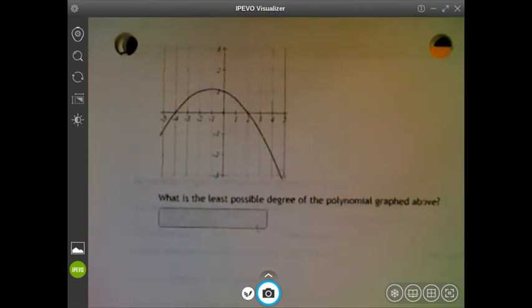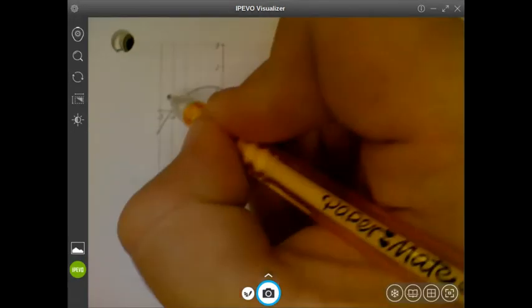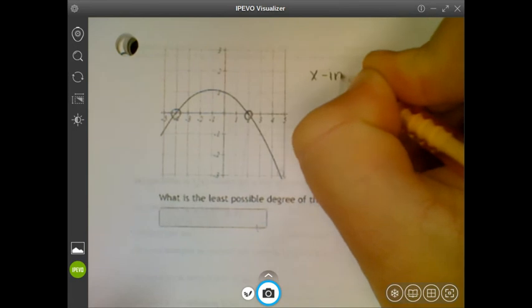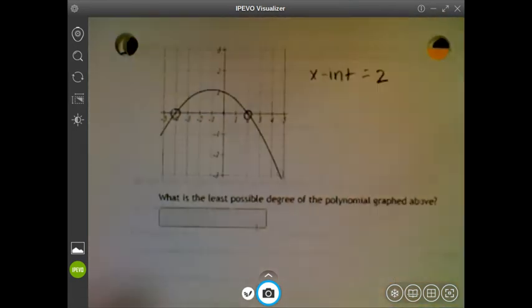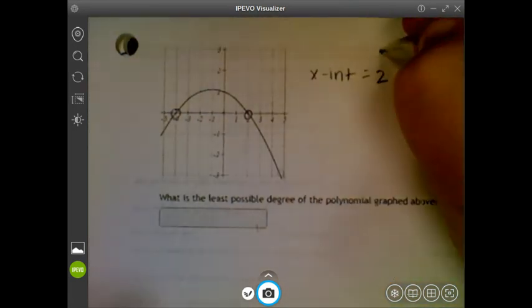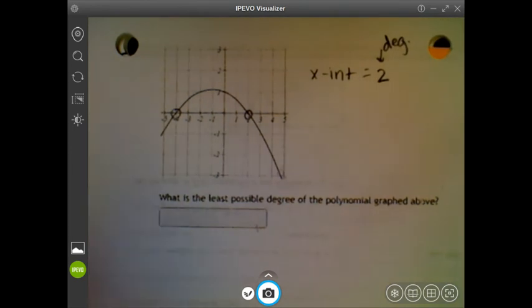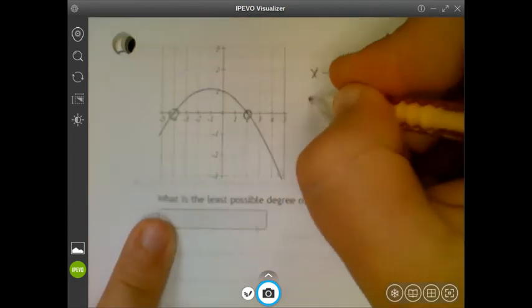All right, looking at the next one, what's the least possible degree of the polynomial graphed above? Well, this one does have x-intercepts. It crosses twice. So we know that there's a good chance that the degree would be 2. It has to be at least 2. It can't be anything less than 2 because it crosses twice.